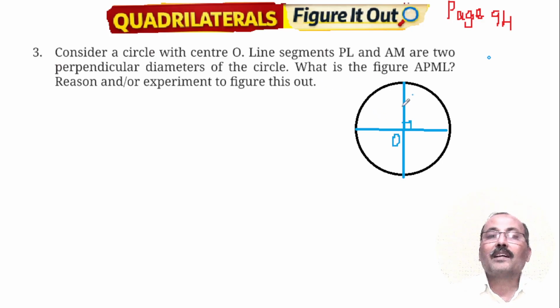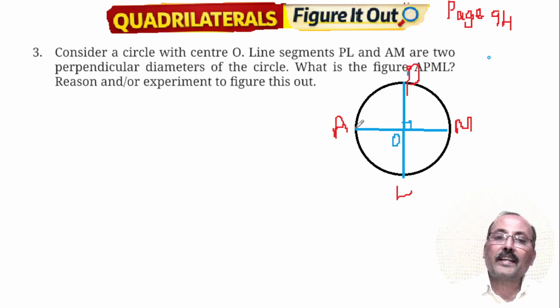Okay, what is the figure APML? First itself they gave P, this is P, and PL and AM are the 2 line segments, and this is perpendicular. What is the figure APML? We have to take this APML. Okay, we'll take this one. Join now this one, APML, and this one also we have to join.